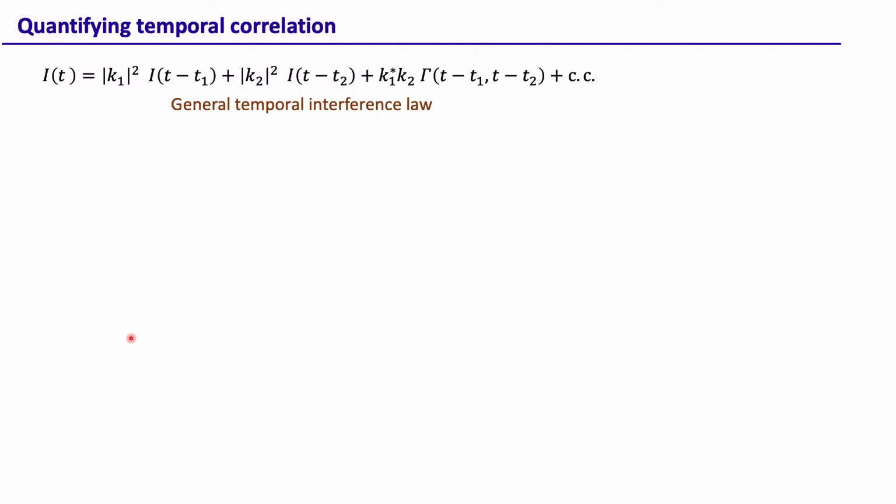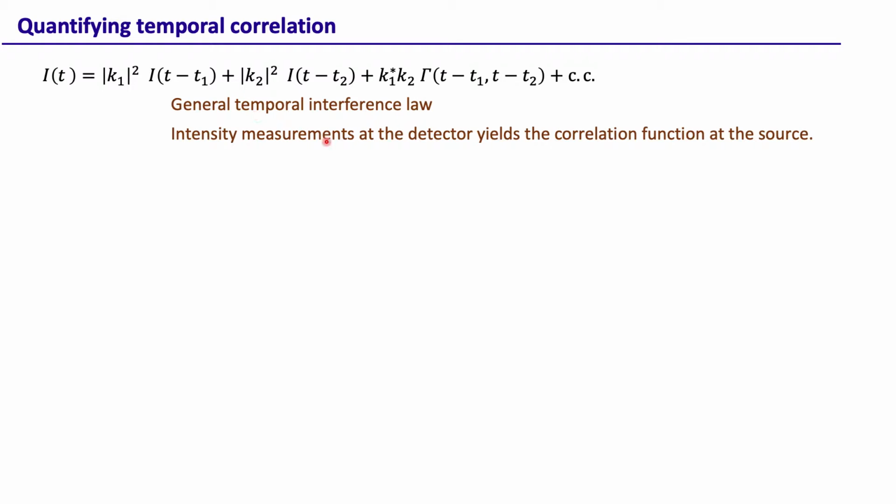Okay, so that is the intensity at the output port of the interferometer that we see, and this is basically our general temporal interference law. The essential point is that the intensity measurement at the detector yields the information about the correlation function.